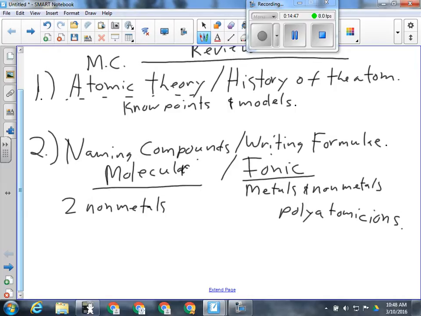The naming is similar. You write the first one first, and if it's an ionic compound, it's the metal first and the non-metal second. If it's a molecular compound, it's whichever element is first in the formula, and then whichever one is second. We use prefixes for these ones, and we sometimes use Roman numerals.